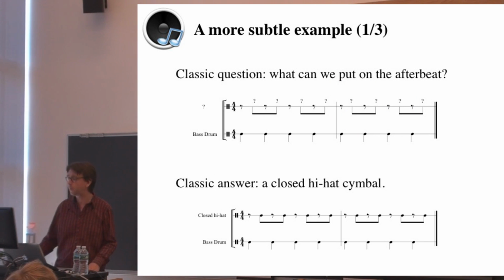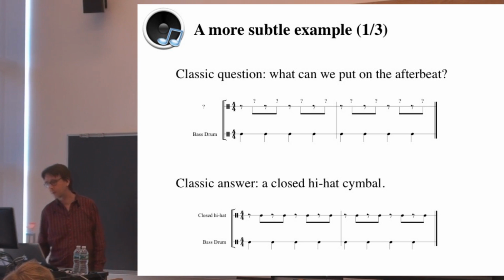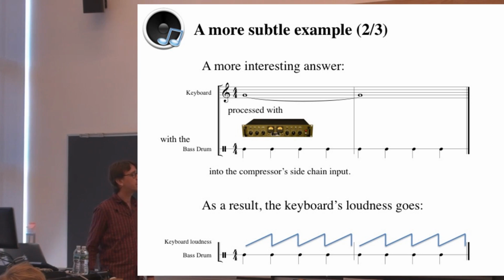This is a classic problem. You've got a bass drum, boom, boom, boom, boom. You want to put something on the afterbeat. Generally, most people put a closed hi-hat cymbal. Everyone knows that. A more interesting answer: instead of putting this kind of instrument, I put this. It's a flat note, but I use a compressor on it. A compressor is a dynamic handler. It modifies the loud and the soft.